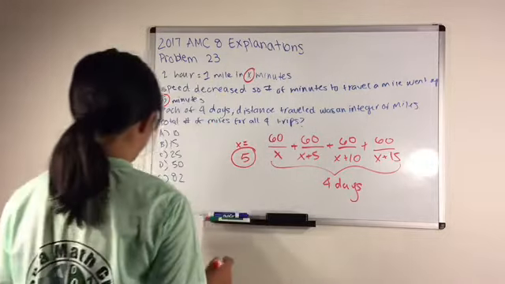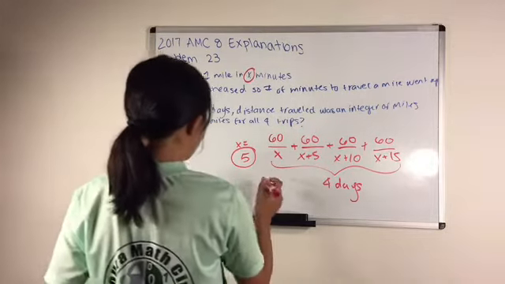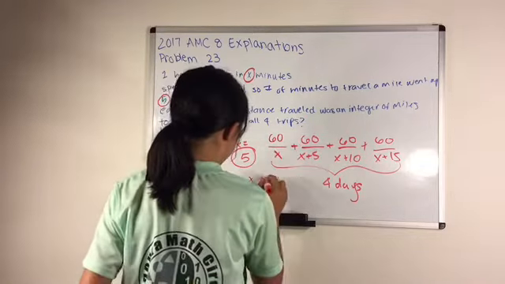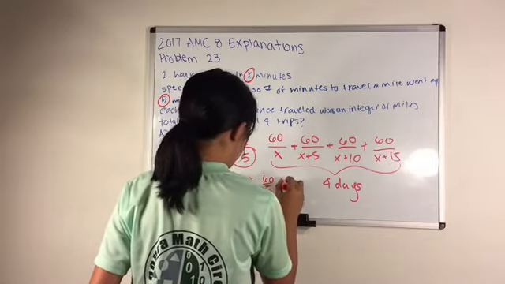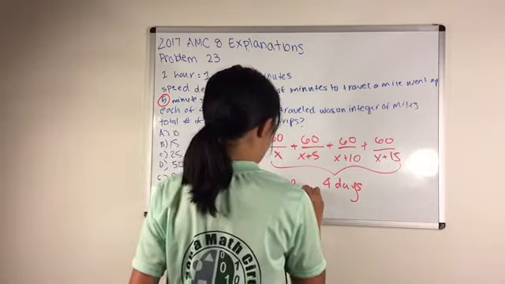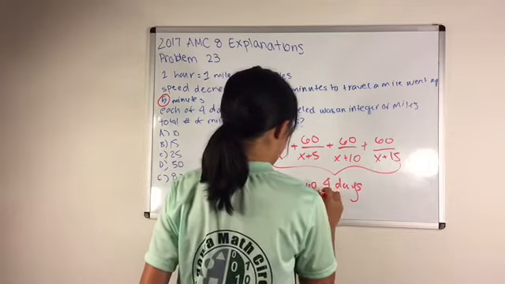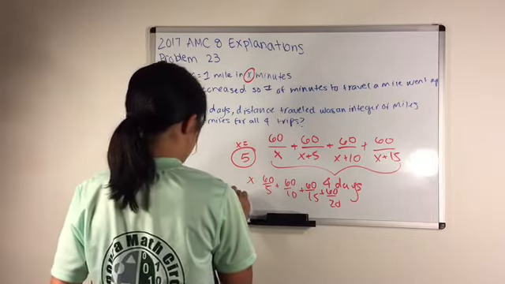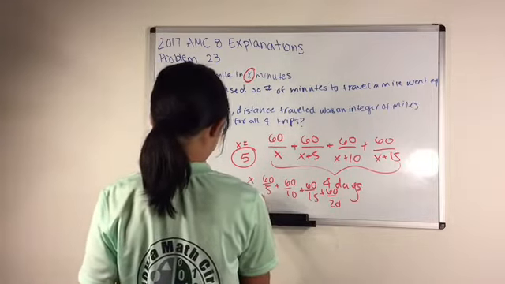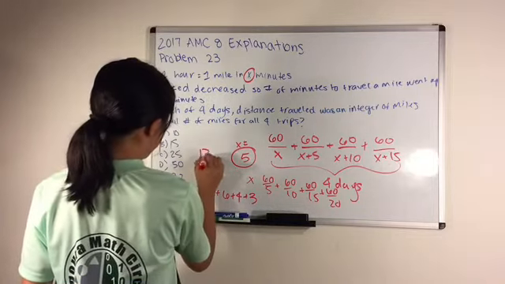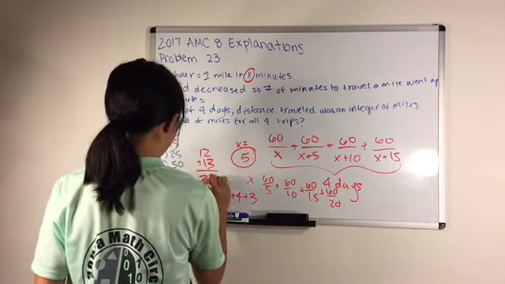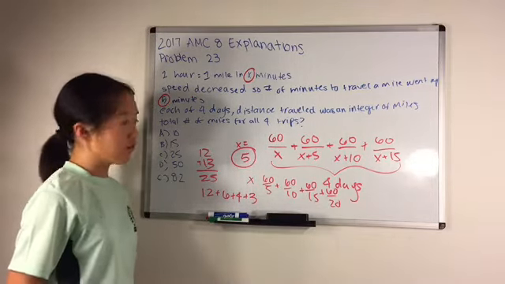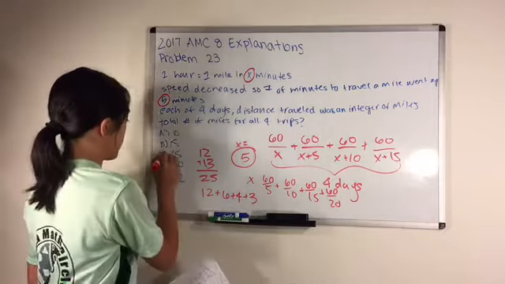So this is not our answer though. Our answer would be, since it takes X minutes, we solve out all of these. So we sub in X. That's 60 over 5 plus 60 over 10 plus 60 over 15 plus 60 over 20. So that would make 12 plus 6 plus 4 plus 3. And this makes 12 plus 13, which is 25. So that means that Linda travels 25 miles in all for the 4 days, or 4 trips, which is letter C.